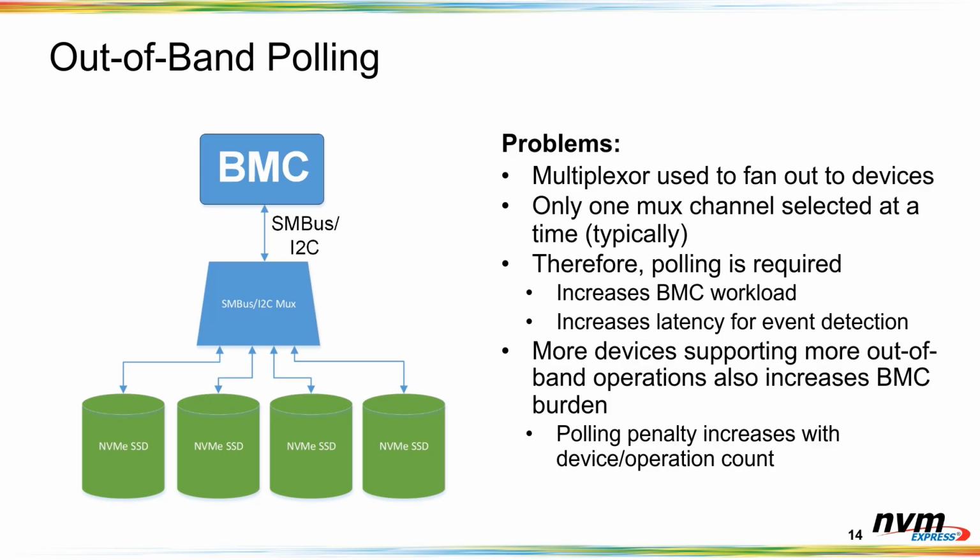Now, since the device doesn't know if or when it will be connected to the BMC, asynchronous events can't be used. And so instead, polling must be used where the BMC selects the first MUX channel, issues a command to the NVMe device on that MUX channel, waits for the response, and then switches the MUX to the channel with the next NVMe device. And after cycling through all channels on the MUX, the BMC would start over again at the first MUX channel.